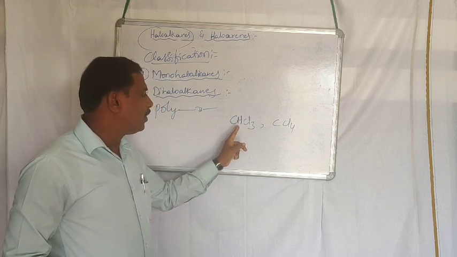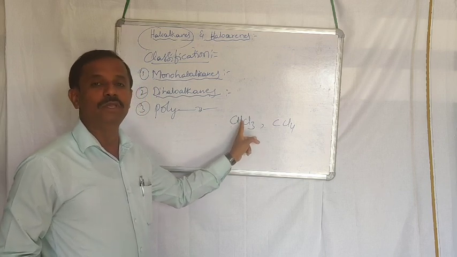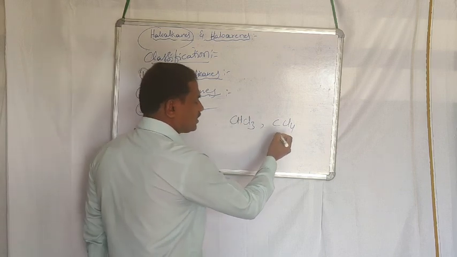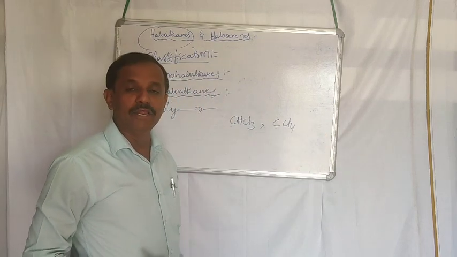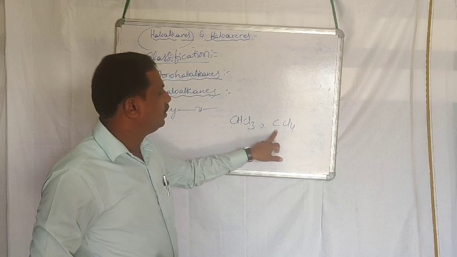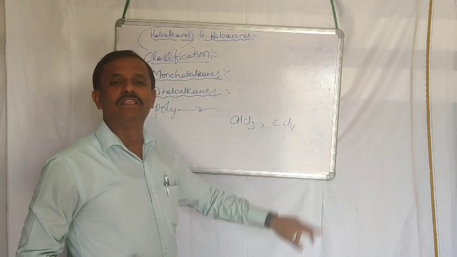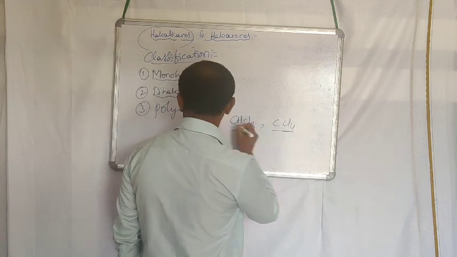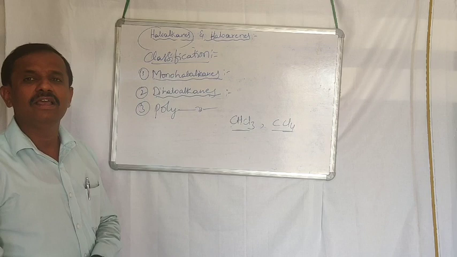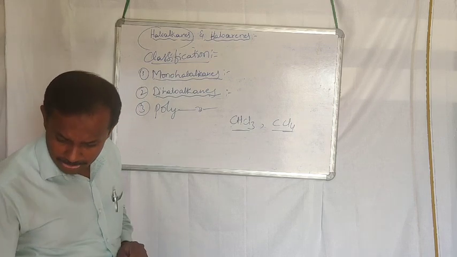That is 1,1,1-trichloromethane is the IUPAC name. Next, carbon tetrachloride is also a common name. What is the IUPAC name? 1,1,1-tetrachloromethane. These are the polyhaloalkanes.